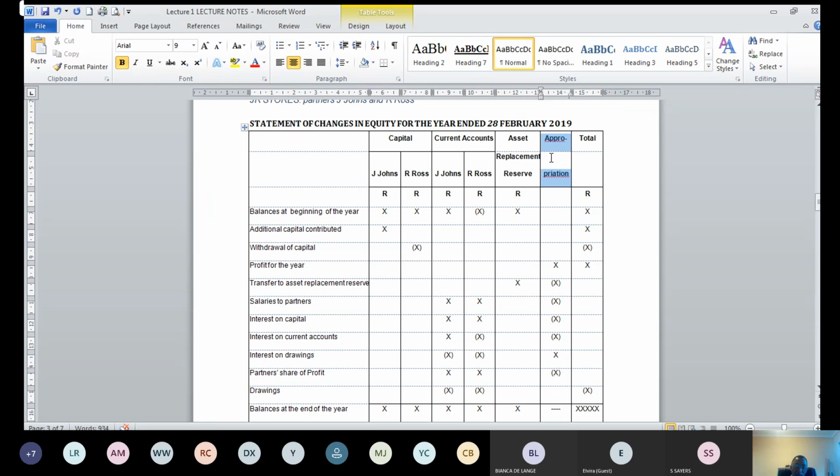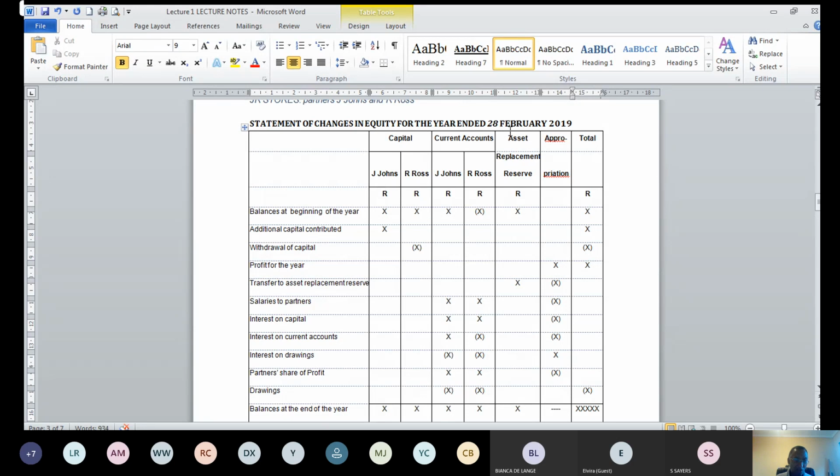Then you've got a column for appropriation. Appropriation means how are we going to appropriate? How are we going to share the profit amongst the partners? That we will show here in your appropriation column. In your appropriation account, you also show the conditions of the partnership agreement, you bring into account in this column. And then you've got the total column, which in most cases, for exam purposes, you will just ignore. Even in some of the exam questions, it will tell you that you must ignore the total column.